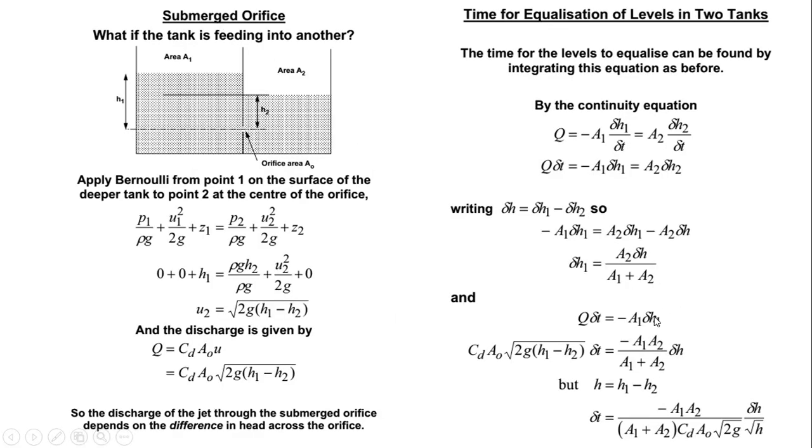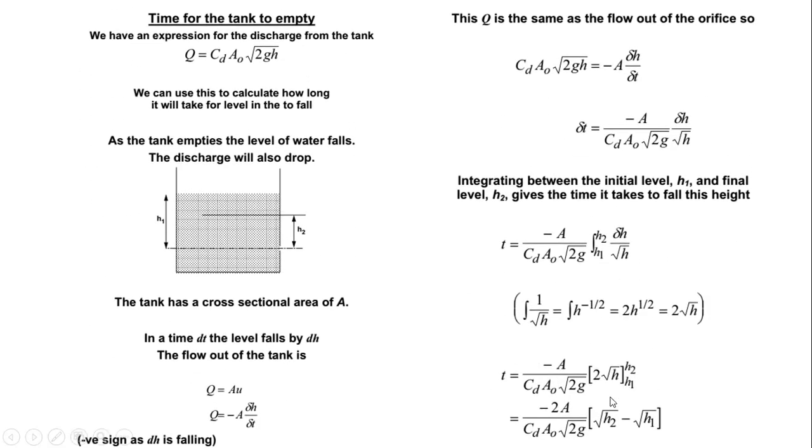Then when you do the calculations, the time that it will take to empty this tank will be equal to negative 2A over CD A naught square root of 2g, multiplied by square root of h2 minus square root of h1.